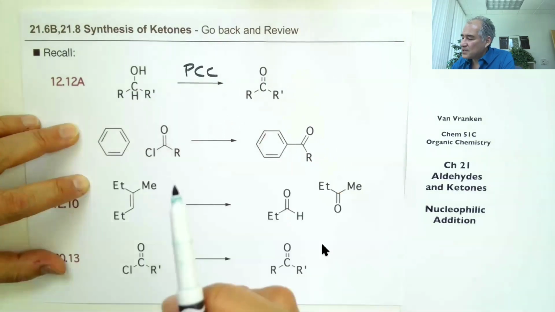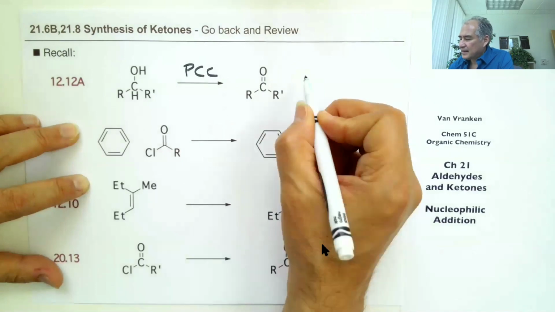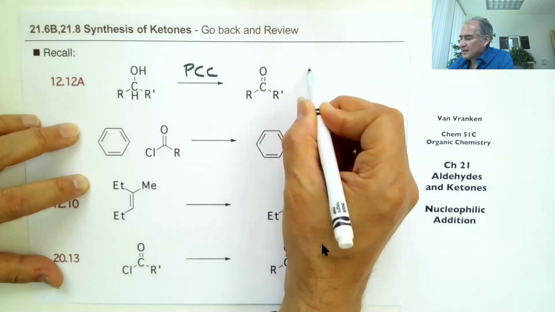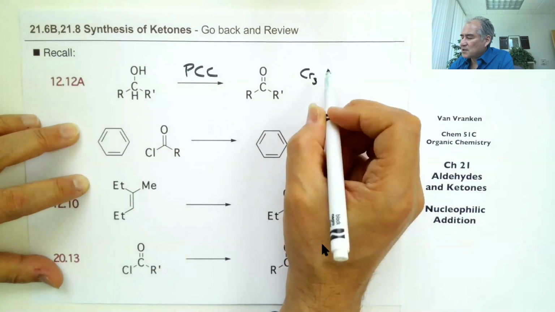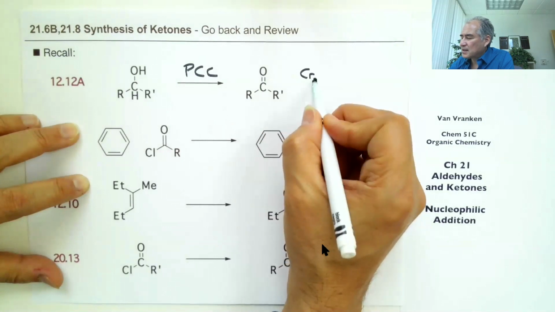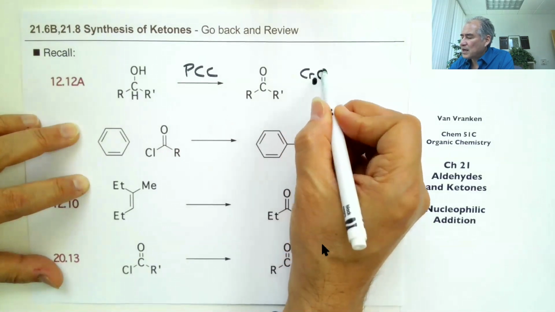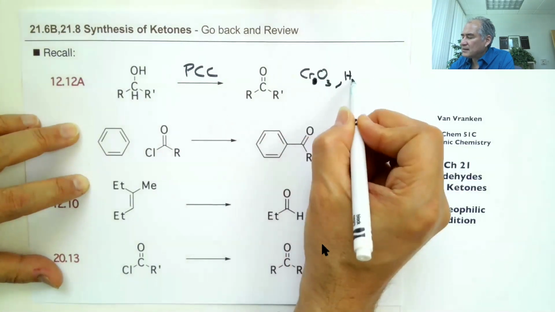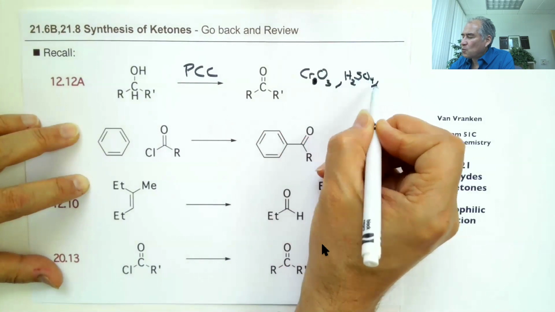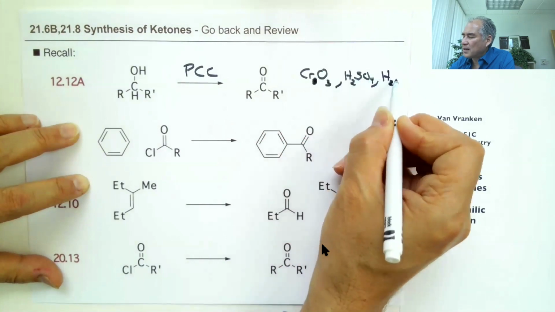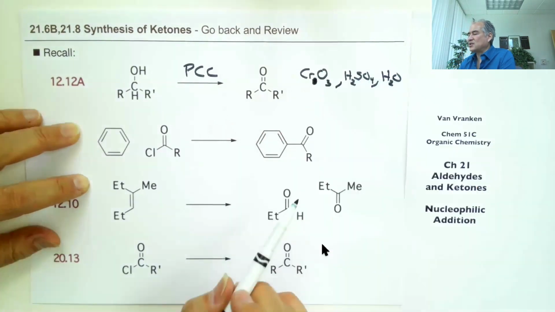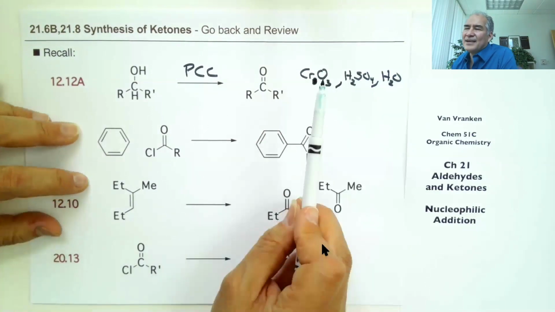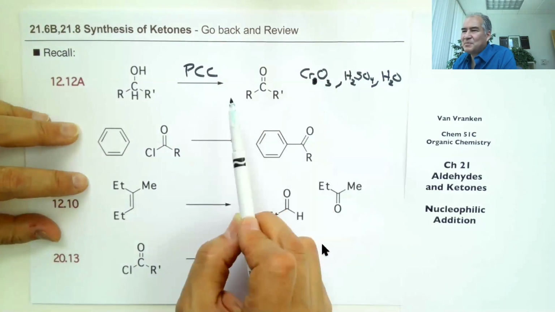Now there's another reagent that you can use in this instance, and it's the same reagent that converts primary alcohol, it should be CrO3, chromium trioxide, with sulfuric acid and water. And it's the water that really makes this a distinctive reagent. That's a lot of stuff to memorize. I'd rather just memorize PCC.